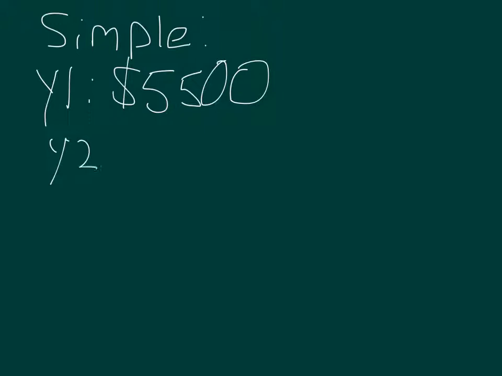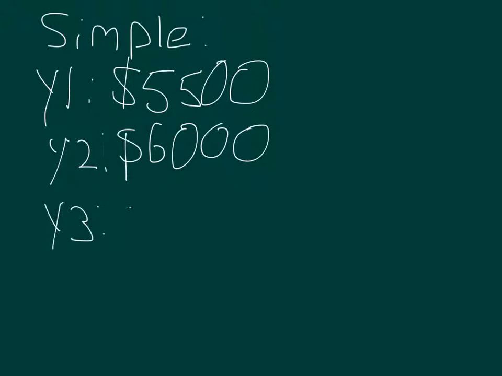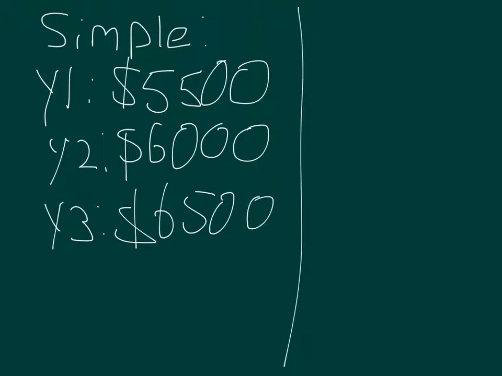In the second year, again, 10% of 5,000 is 500, so you'd earn another 500. So your investment in total would now be worth 6,000: 5,000 originally plus 1,000 interest. Okay, and you can see the pattern. By the third year, it'd grow to 6,500. But let's look at compound interest.